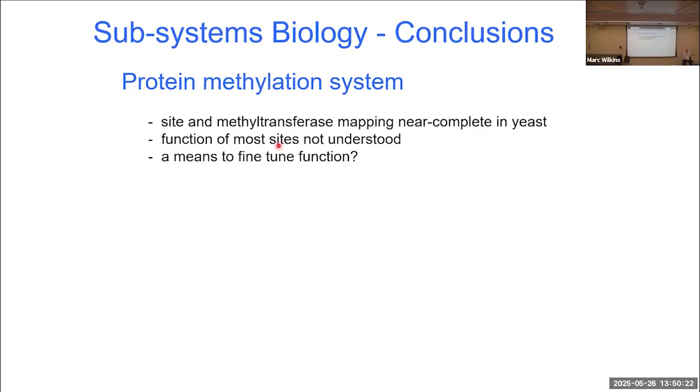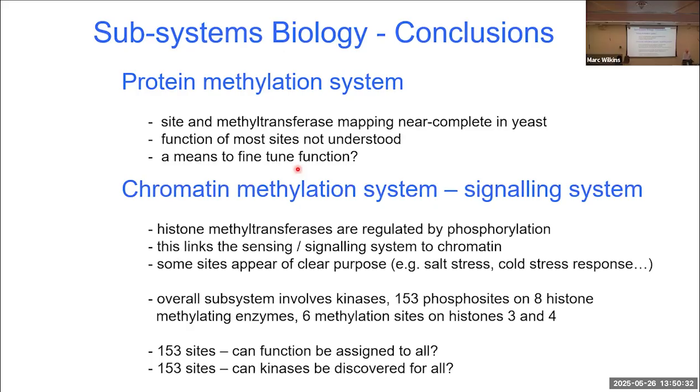And this is the problem with this type of stuff. I mean, functionally analyze these things is hard. We've done a lot of functional stuff, and we found some effects, but it's hard. We think it probably is a means to fine-tune function. And chromatin methylation signaling, so the methyltransferases are regulated by phosphorylation. We've got some of our first links between the sensing signaling system to chromatin. Some sites are of clear purpose.